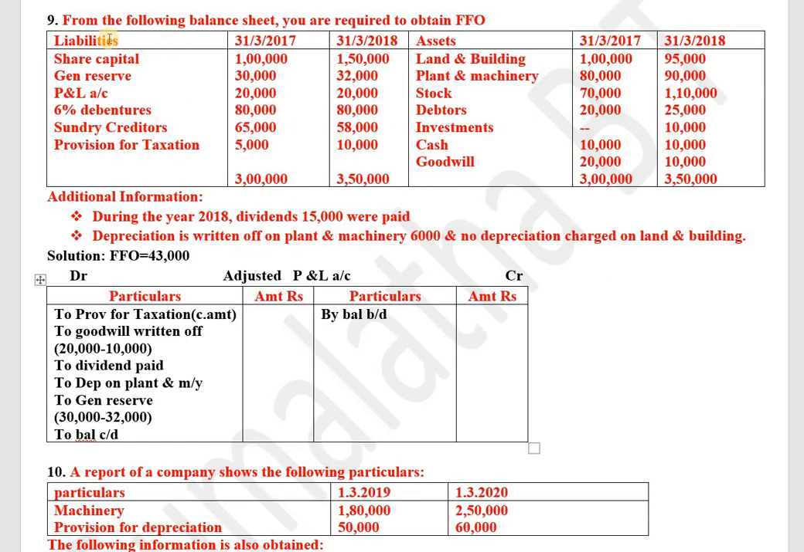So ninth problem. From the following balance sheet, you are required to obtain funds from operation. So here they have given you the full information of the balance sheet. But what have they asked? We only need to calculate funds from operation. For funds from operation, we should prepare only the P&L account format. And I have told you all in the beginning, when the full balance sheet is given, we need to concentrate only on the non-operating expenses and non-operating income.